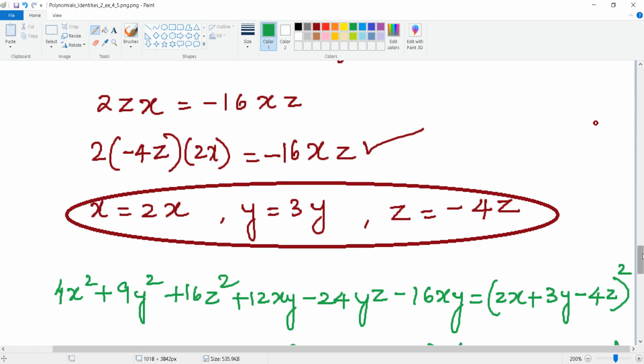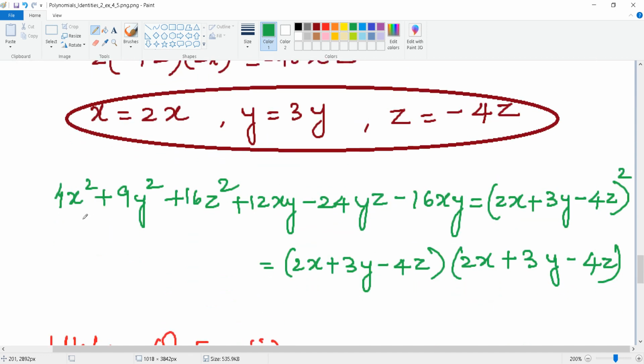So now we will factorize it. This whole thing could be written as x plus y plus z the whole square. That's what the formula is. Let me write it with a different pen color. It's supposed to be x plus y plus z the whole square. So our x was 2x, so we write 2x plus 3y plus minus 4z the whole square. Or we can also write this twice because it's squared: 2x plus 3y minus 4z, 2x plus 3y minus 4z.